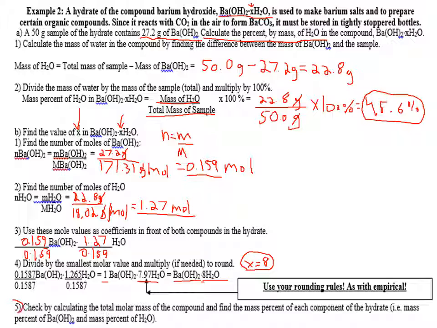So I'm going to quickly show you how to do that up here. So we know that our compound is now Ba(OH)2·8H2O.